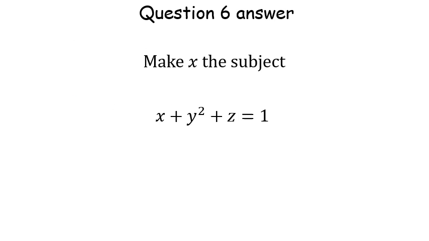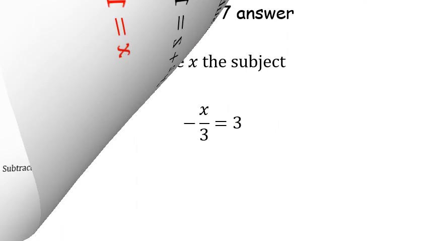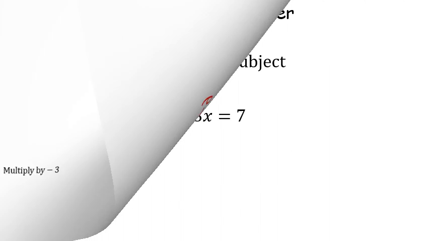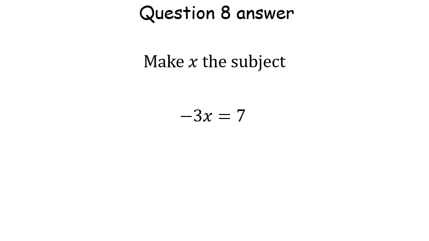Question 6. Y squared and z are both added to x, so we need to subtract them from both sides of the equation, getting x equals 1 minus y squared minus z. Question 7. To get x on its own, we can multiply both sides of the equation by -3, getting x equals -9. Question 8. To make x the subject, we can divide both sides by -3, getting x equals -7/3.